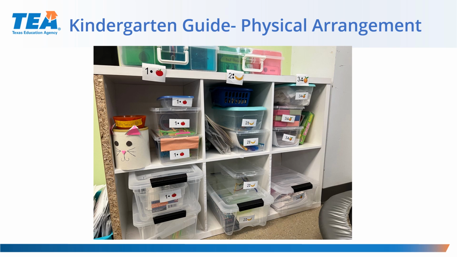Here we have a non-exemplar. A positive of this arrangement is that the bins are labeled and the children will be able to figure out where things go. However, would it be easy for children to find what they need? And would it be accessible for children with physical accommodations?